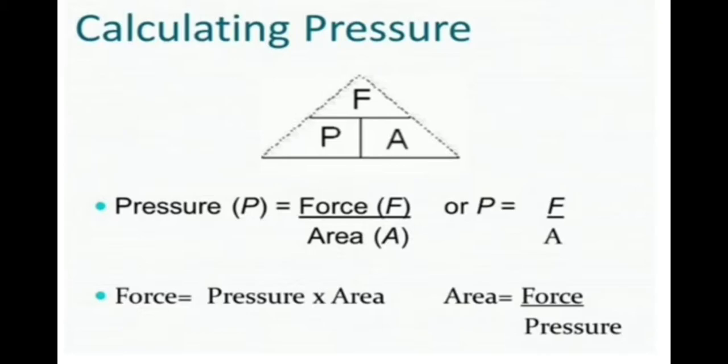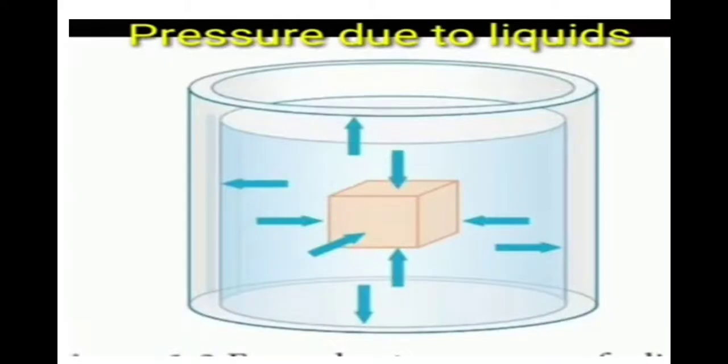Fluid pressure is calculated by the total force exerted by the fluid divided by the area over which the force is exerted. That means P is equal to F by A. Next, we shall learn about pressure due to liquids.